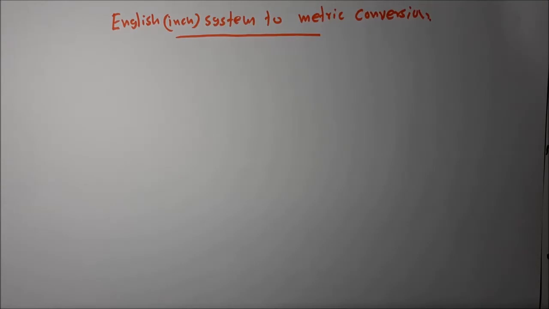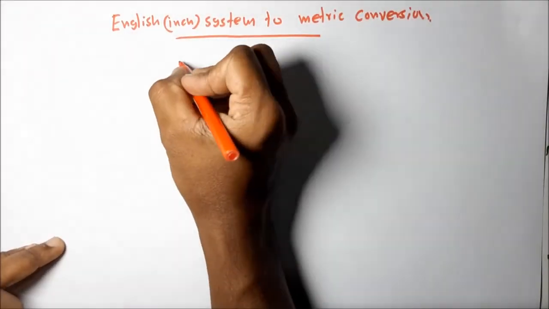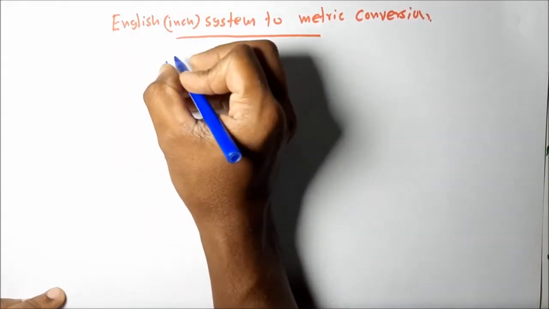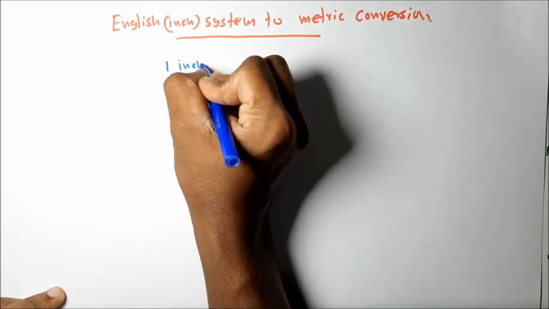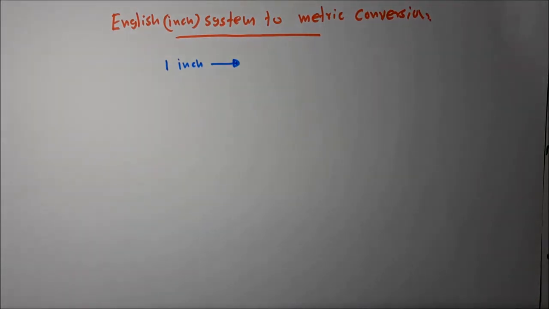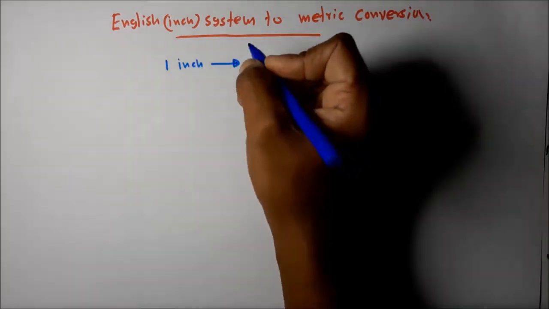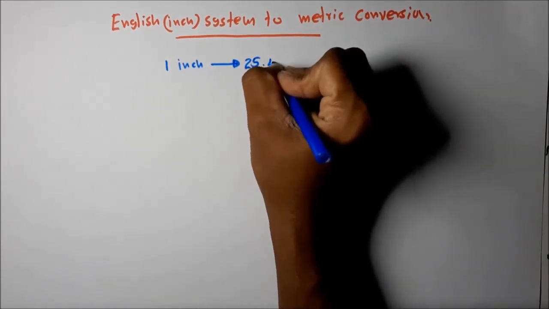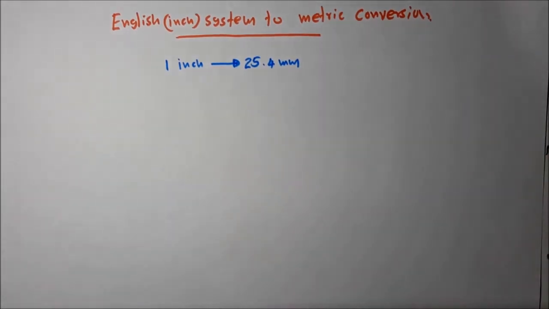Before going to this, let me take this. If you take 1 inch, how many millimeters are there? What is 1 inch in millimeters? That is equal to 25.4 millimeters.